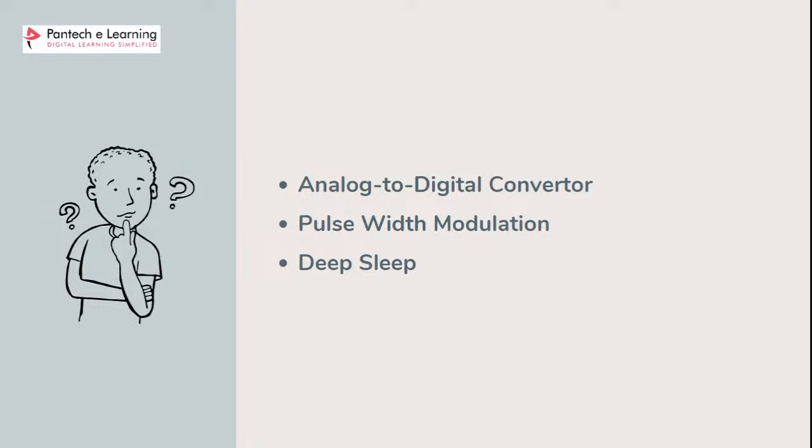So deep sleep is a low power mode that can be used in ESP8266 to conserve power. When the device is not actively processing data in deep sleep mode, the device shuts down most of its components and goes into a sleep state. This mode can be useful in battery powered devices where power consumption is a concern.